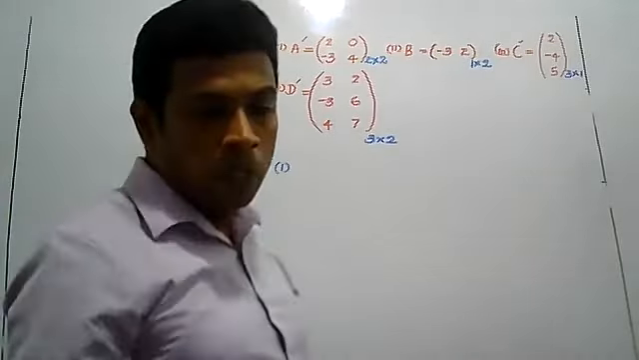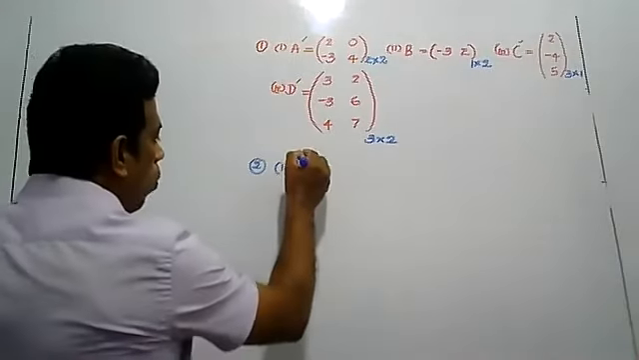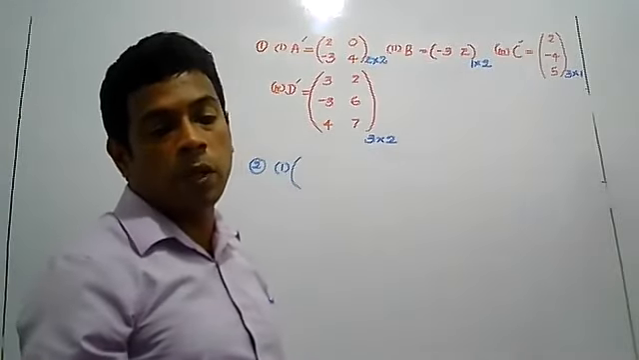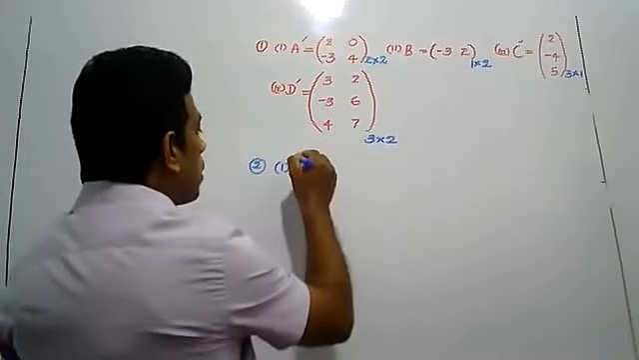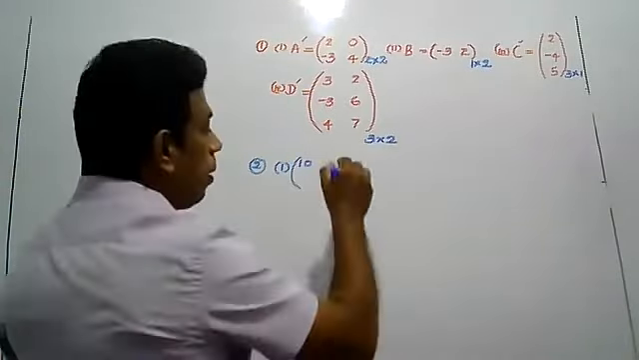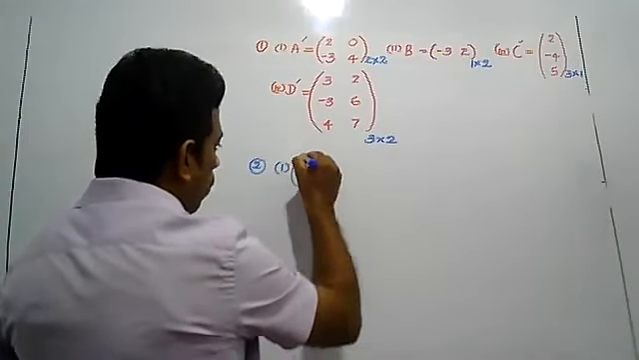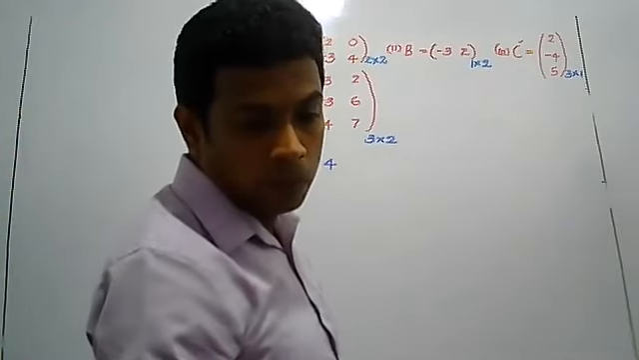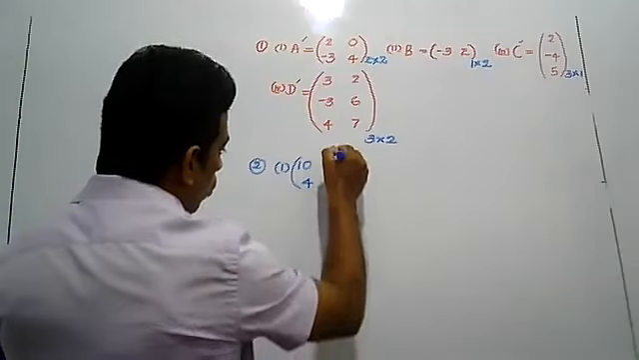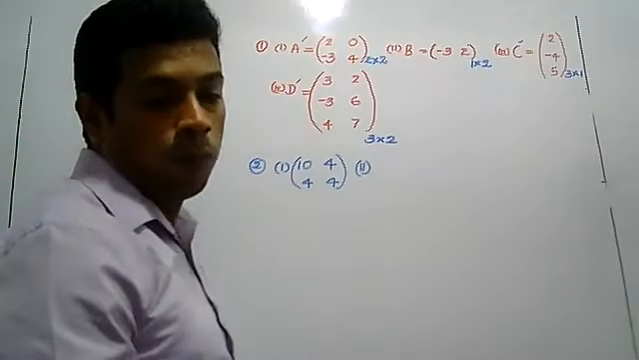First part. When you add two matrices, the order of the answer should be 2 by 2 because you are going to add two square matrices. Then 6 plus 4, 10. 3 plus 1, 4. 1 plus 3, 4. 2 plus 2, 4. The first one answer: 10, 4, 4, 4.